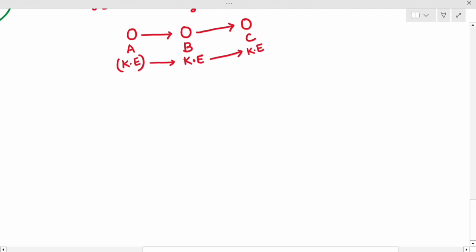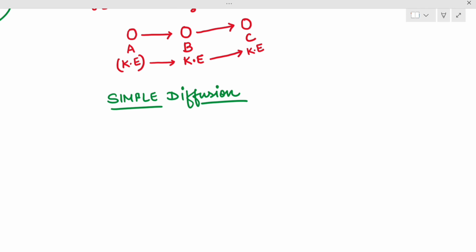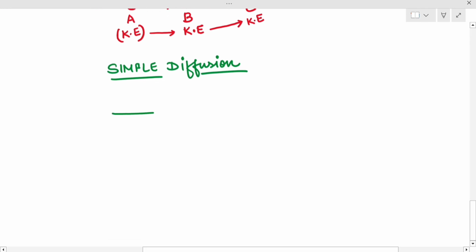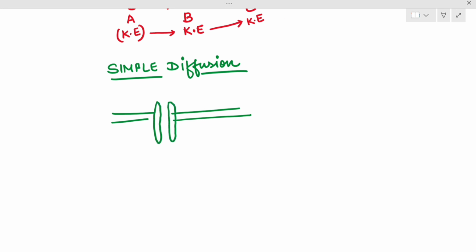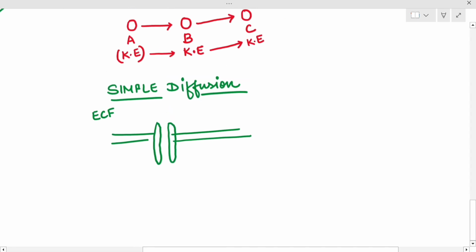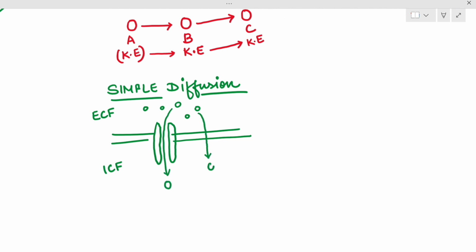Okay, now talking of simple diffusion, that means simply this is a plasma membrane, these are some channels. This is the extracellular compartment, this is the intracellular compartment. Now there are some molecules outside the membrane in the extracellular compartment. So when this molecule moves to the intracellular compartment, either through the channel or by directly passing through the lipid bilayer, it is known as simple diffusion. Simple, without involvement of anything.